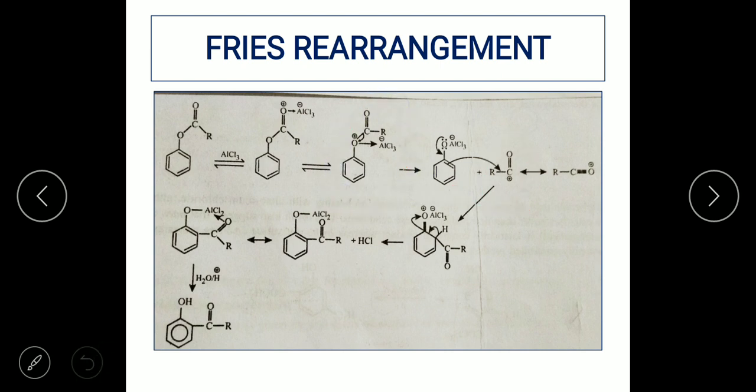Now the next step: once there's an acyl cation, we know the tendency of a cation is that, since it has fewer electrons, it is going to look for a nucleophilic center. Here that nucleophilic center is nothing but the aryl group. You can see how there is a conjugation in the aryl group, and the acyl group, that is the carbonyl carbon, is going to attack the nucleophile, that is the aryl. Once it attacks the nucleophile, we are going to get an intermediate of this kind.